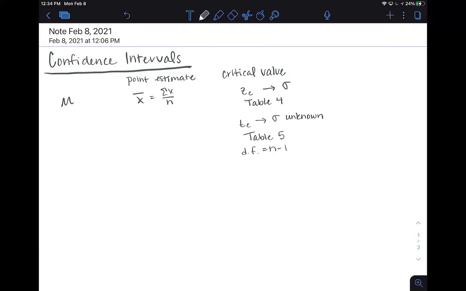Okay. And then we find our margin of error. So when we're using ZC, our margin of error E is simply our critical value times the standard deviation divided by the square root of N. And when we're using TC, it just changes. TC, critical value, times S divided by the square root of N. And then you just add and subtract.